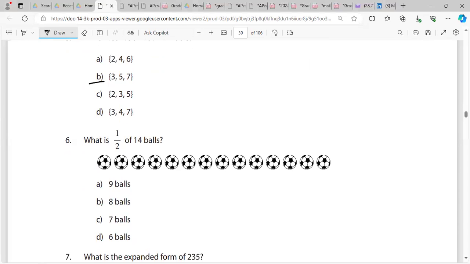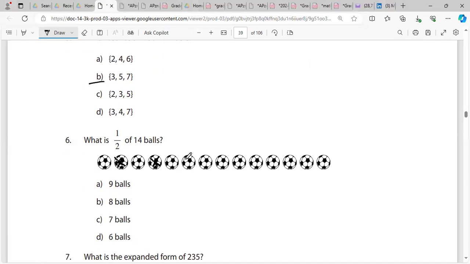What is half of 14 balls? Now, guys, what we're going to do, for every 2, we're going to cross off 1. So 1, 2, we cross off 1. 1, 2, we cross off 1. That means 1 out of 2.